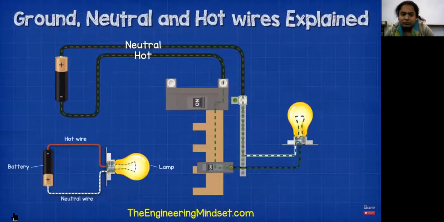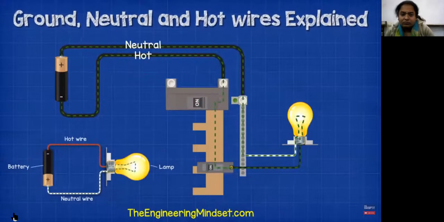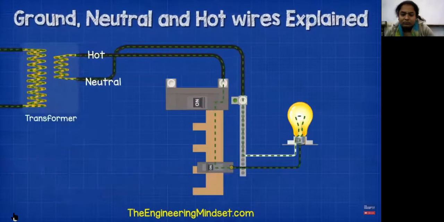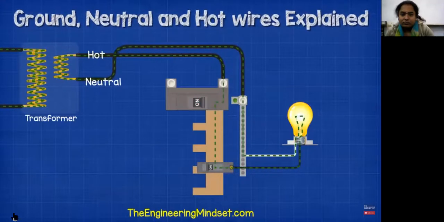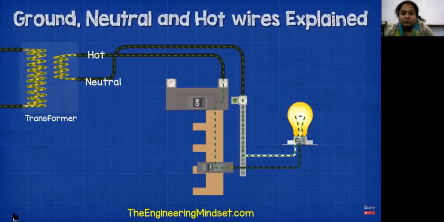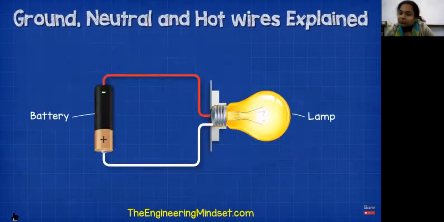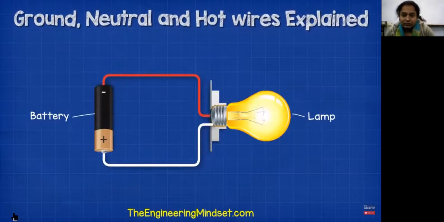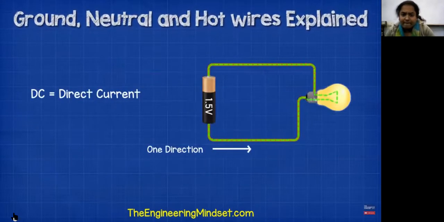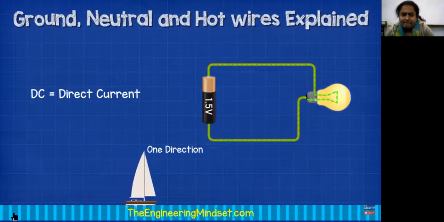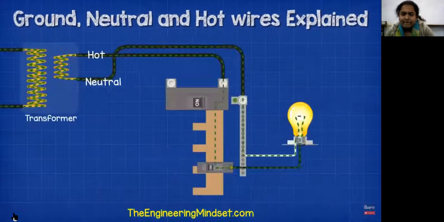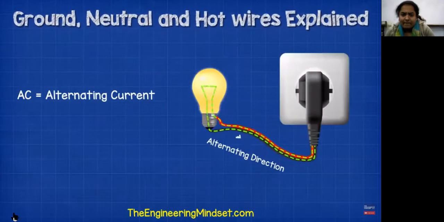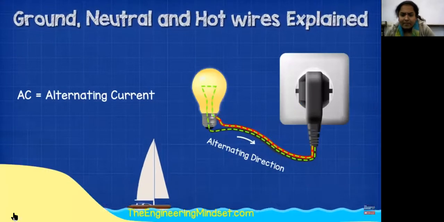Now, of course, homes are not connected to batteries, they are connected to transformers. So we're going to replace the battery with a transformer, and there we go, we have a complete circuit. The electricity in this circuit is AC, alternating current, which is different from the DC, direct current, which we saw with the battery. With DC, the electrons flow directly from A to B in only one direction, much like the flow of water down a river. But in our homes, we have AC, alternating current, which means the electrons alternate their direction between forwards and backwards, much like the tide of the sea.